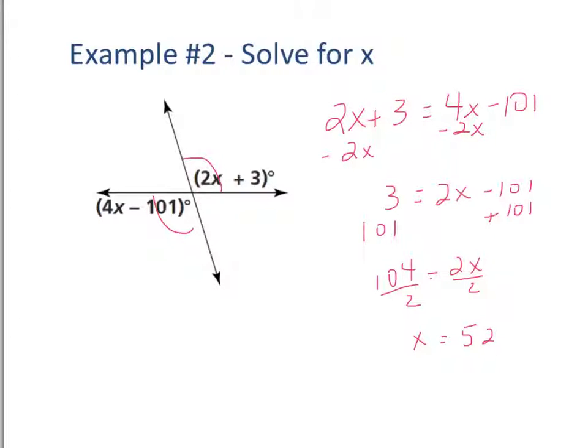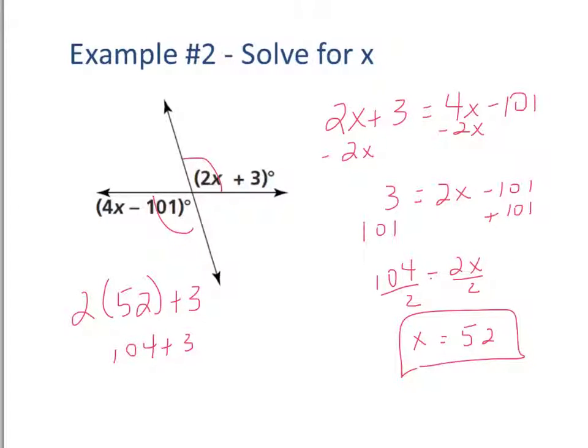Now, if I were to plug that in, I could be done, because all it does is say solve for x. X is 52. But to plug that back in and find out what those angles in fact equal, which I know should be obtuse, I'm going to plug 52 back into either one of those equations. I'm going to pick the easier one, 2x plus 3. So I'm going to get 2 times 52 plus 3. Well, 2 times 52 is 104. 104 plus 3 is 107. So each of these angles equal 107.